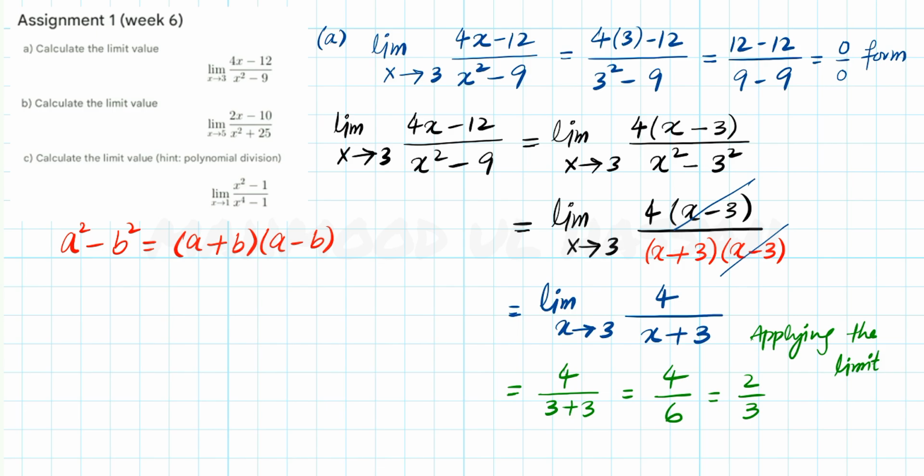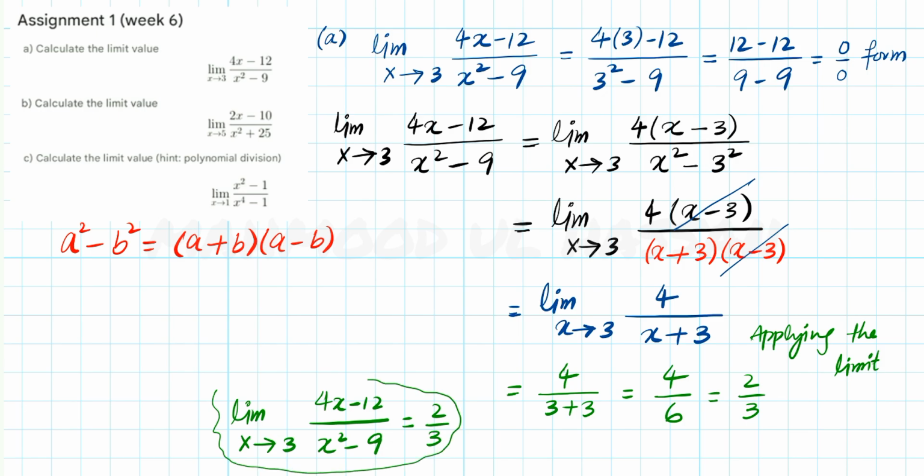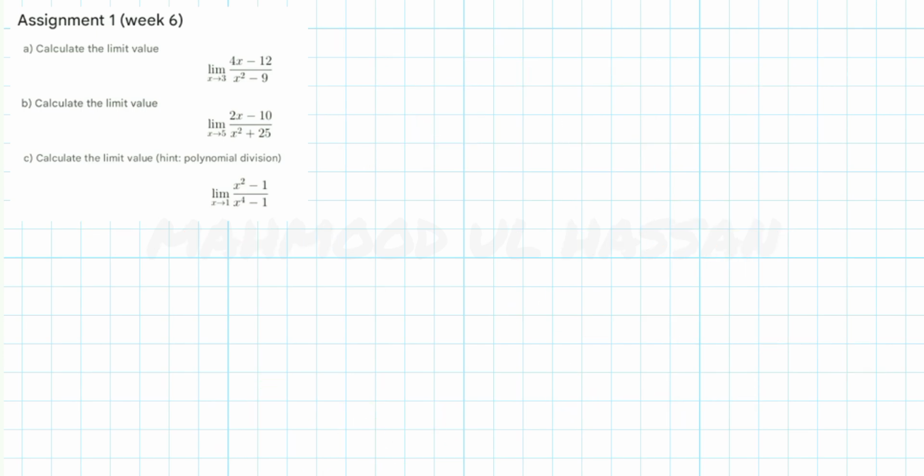That is, the limit x approaches to 3, the function 4x minus 12 upon x squared minus 9 will approach to 2 upon 3. Is it okay? Now move to the next question, that is part B.